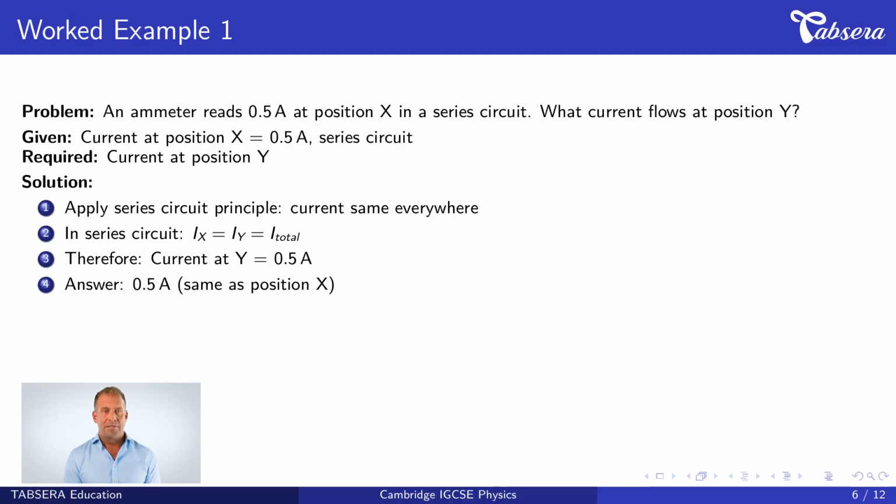Step 1. Apply the series circuit principle. In series circuits, current remains the same at every point. Step 2. Write the relationship. In a series circuit, current at X equals current at Y equals total current. Step 3. Apply the principle. Since current is the same everywhere in series, current at Y equals current at X. Step 4. State the answer. The current at position Y is 0.5 amperes, exactly the same as position X.